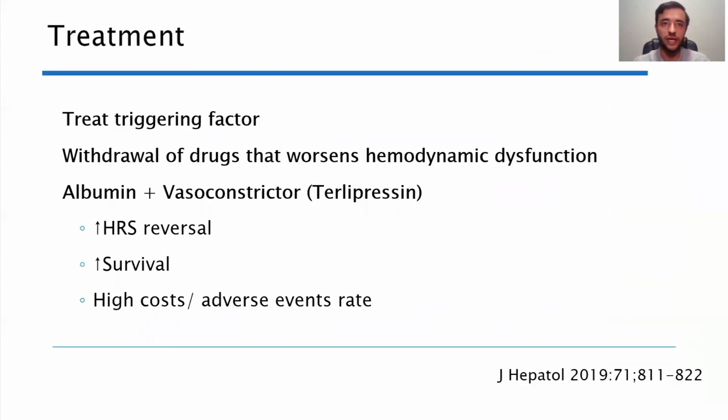How can we treat HRS? First, we have to identify and treat the triggering factor if it is present. We have to withdraw drugs that worsen hemodynamic dysfunction, especially beta blockers and nephrotoxic drugs, and administer albumin with a vasoconstrictor. The drug of choice is terlipressin. This treatment is associated with a higher chance of HRS reversal, a higher survival, but unfortunately is also associated with high costs and a high adverse events rate.